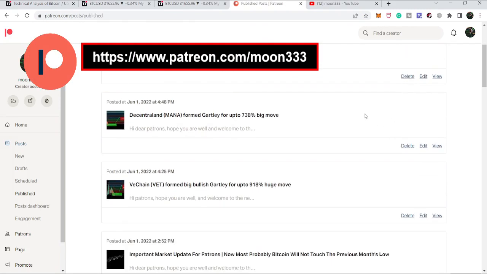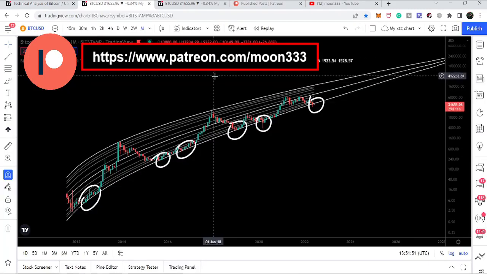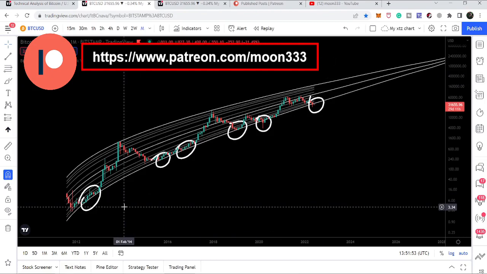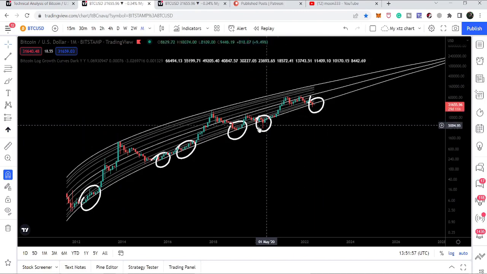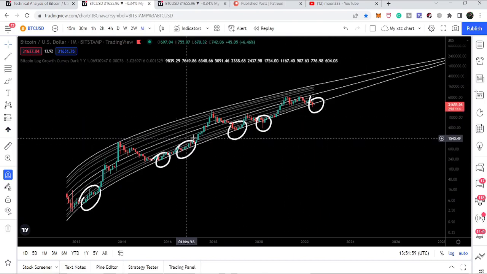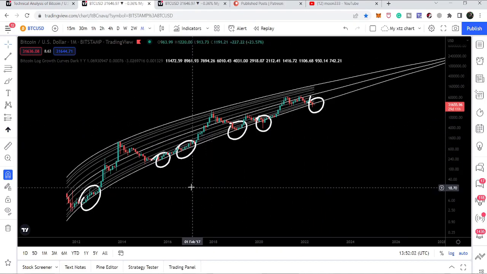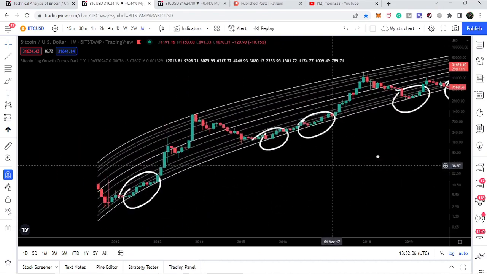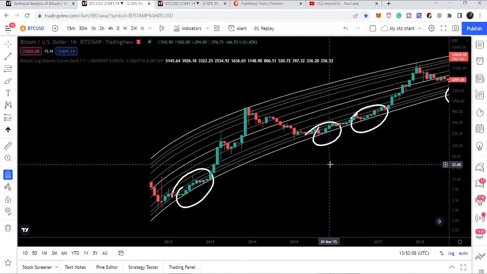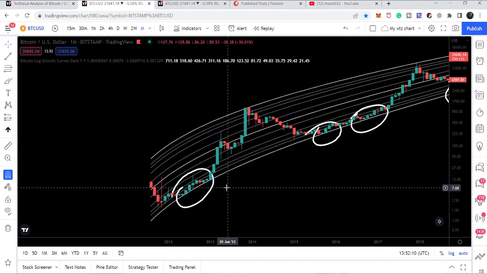So let's start the analysis, and first of all, let me show you this monthly time frame chart. Here we can see that we have 1, 2, 3, 4, 5, 6 data points, and we also have more than 6 touch points within these 6 data points. I'll show you how Bitcoin, whenever it touches the bottom of this Bitcoin log growth curve, never moves back to the low of the candlestick that touched the bottom.